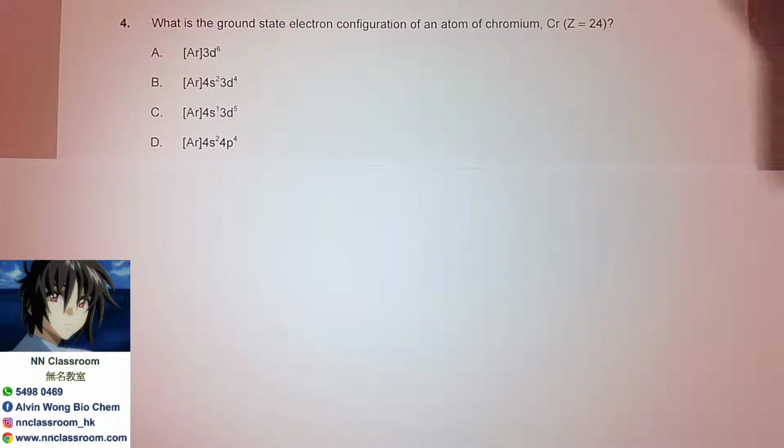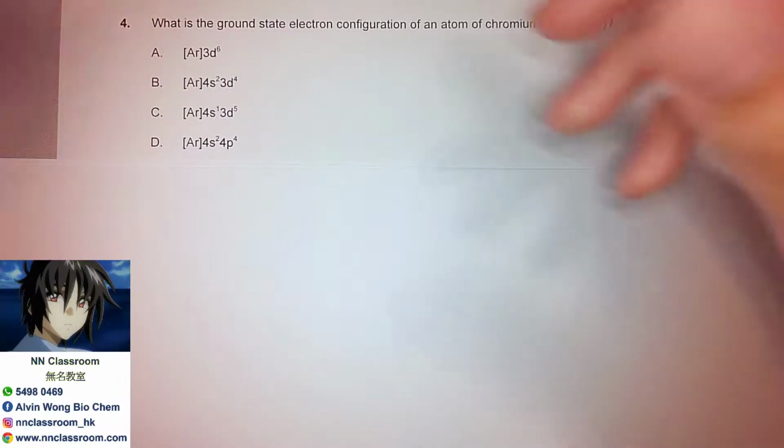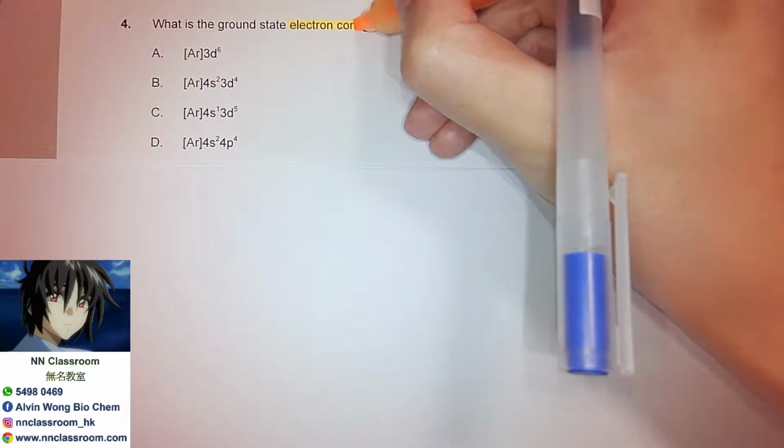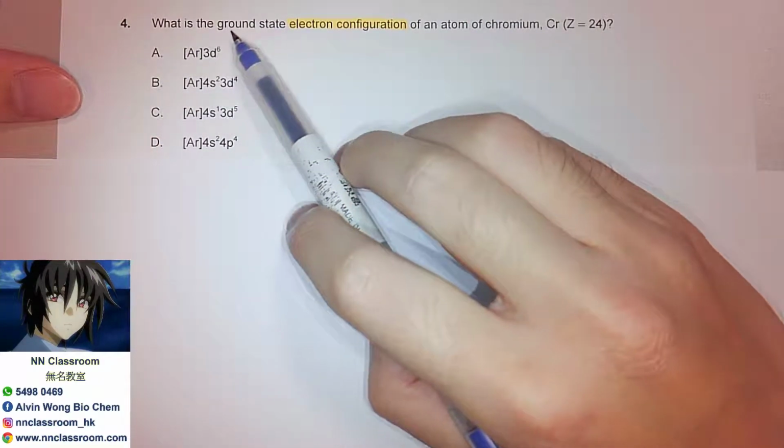Today I'd like to share with you a past paper question from 2019, time zone 1 in May. So question number 4, multiple choice, asking for electron configuration. So simple concept from topic 2, the atomic structure. Let's see, they're asking what is the ground state?